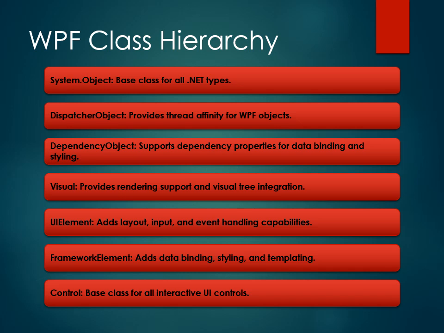I'll explain about the tunneling event. Tunneling events are first raised on the root and then on each element down the tree. I'll give an example so you can understand easily. For example, I'm having a preview mouse down or preview mouse up. In that case, I'm having a window, a panel, and a rectangle.